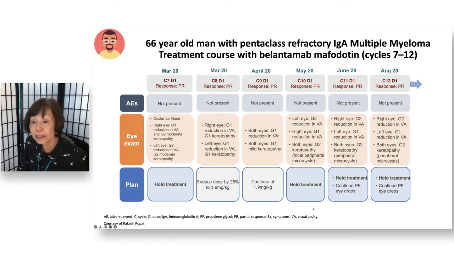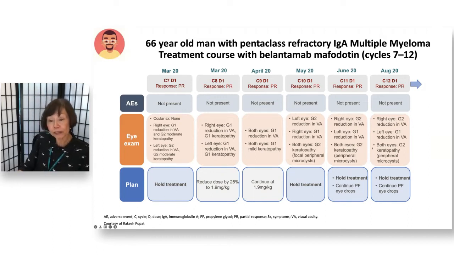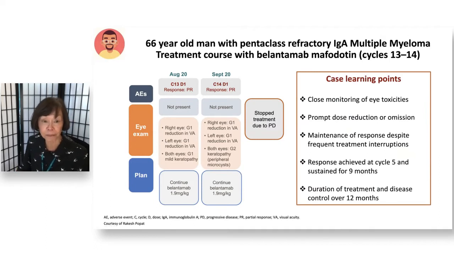For the next 3 cycles, we had to hold treatment because he developed grade 2 keratopathy in both eyes, and the visual acuity in the left eye worsened to grade 2. And you will see that his visual acuity, either in the right eye or the left eye, was at grade 2, and he also had grade 2 keratopathy. So really, over this period of time, he had only half the cycles that he was planned to receive.